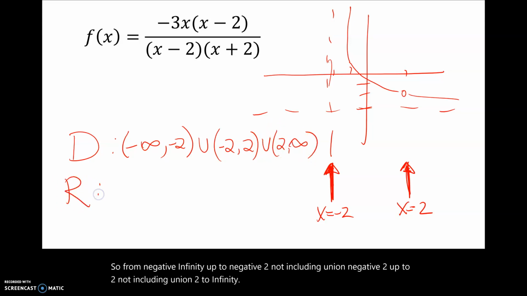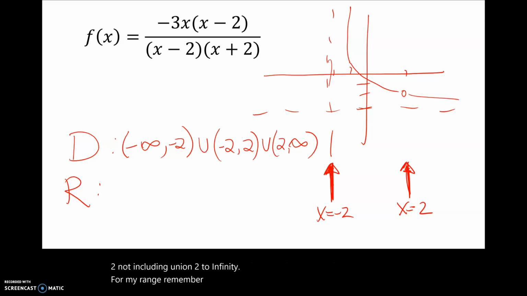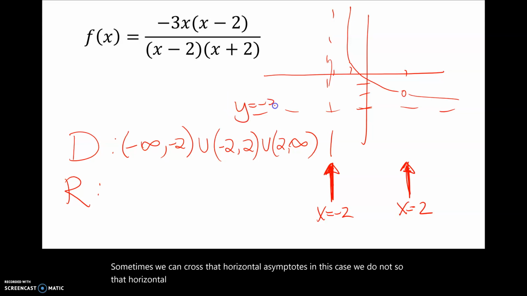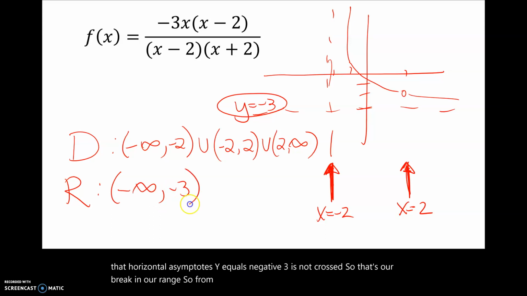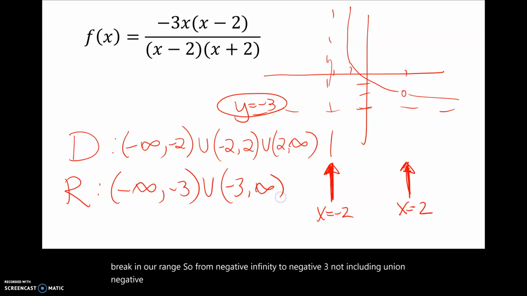For my range, remember, the key to the range is to look at the graph. Sometimes we can cross that horizontal asymptote. In this case, we do not. So that horizontal asymptote, y equals -3, is not crossed, so that's our break in our range. So from -infinity up to -3, not including, union, -3 to infinity.